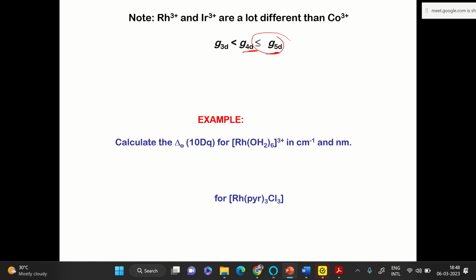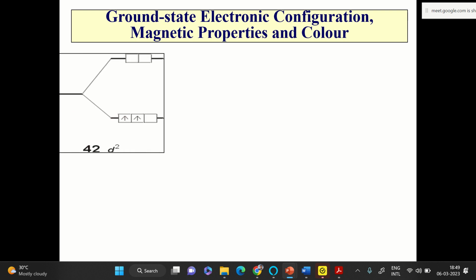The 5d orbitals lie more outwards, they are more diffuse, and so when the ligands, the negative point charges, are approaching, there will be greater interaction with 5d orbitals, less with 4d, and least with 3d. Accordingly, because of the increased interaction, there will be greater splitting. Why is del naught more for rhodium and iridium as compared to cobalt 3+?